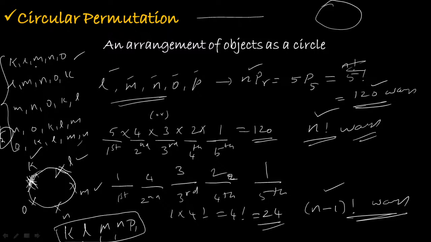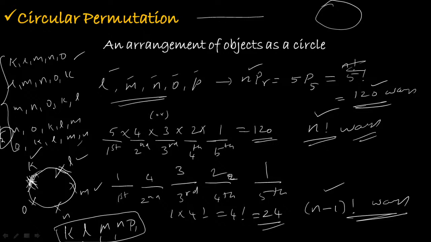In a linear permutation, these 5 are all different, but in a circular permutation, these 5 are the same. That is, these 5 represent only one permutation, that is K, L, M, N. As I told you already, in a circular permutation there is no starting and ending point. Here we consider only the relative positions.